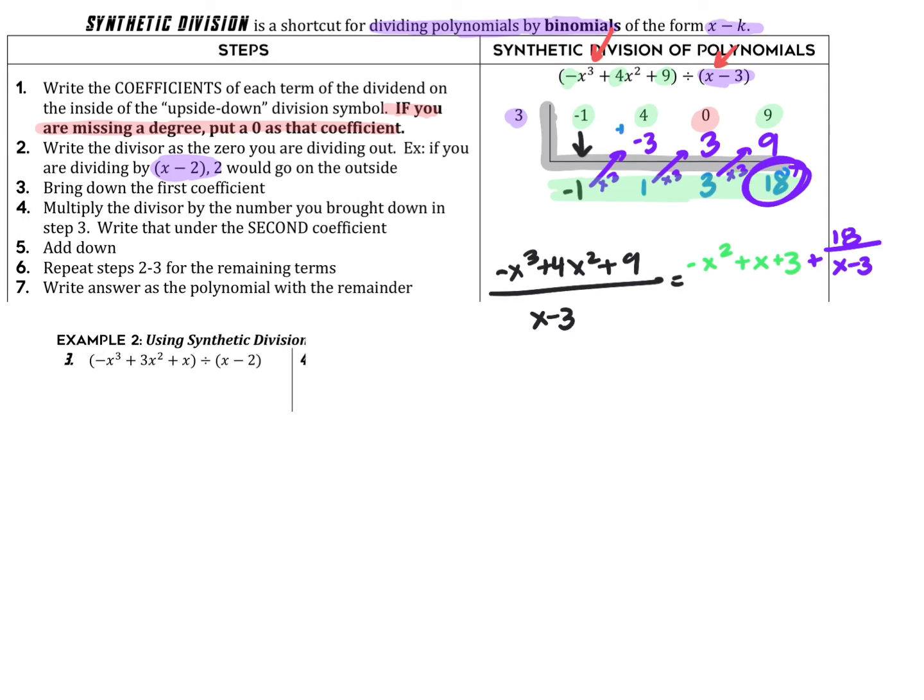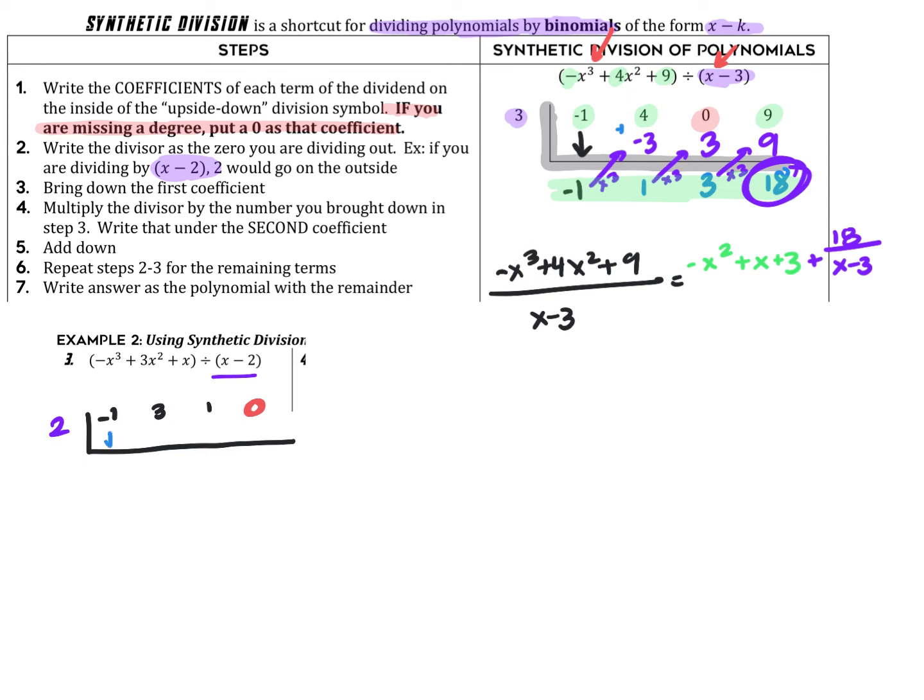All right, here we go. Let's focus on the setup first. Upside down division symbol. Write the coefficients, -1x cubed, 3x squared, 1x. And notice there's no constant, so I need to have a 0 here. The opposite of what I see here is 2. That's what the 0 would be.